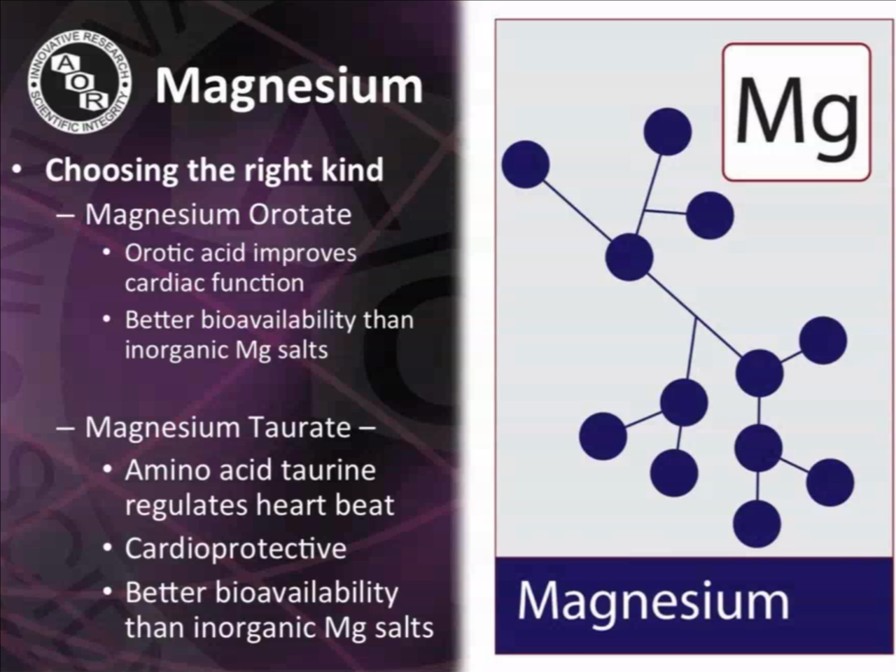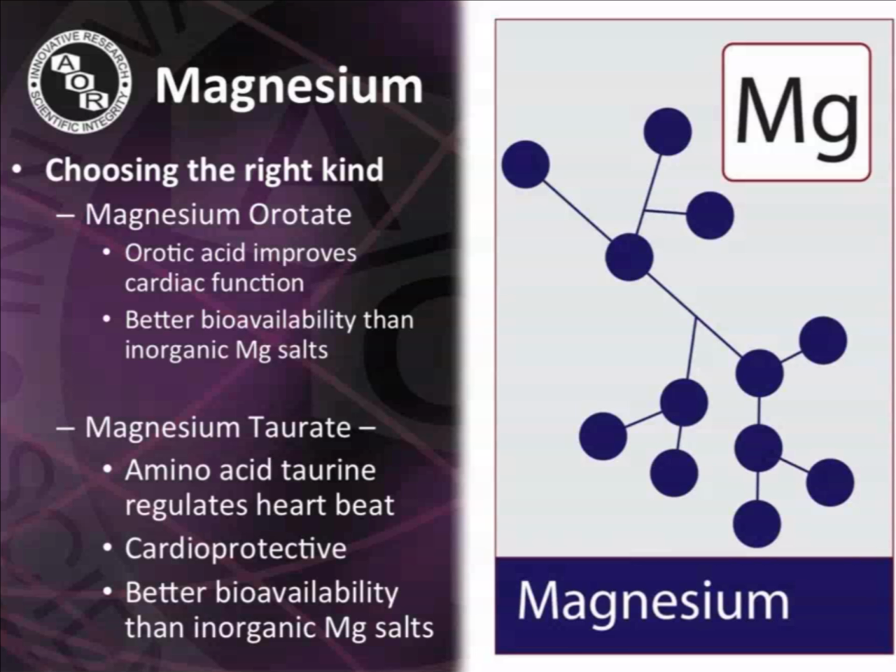Another type you want to look at is magnesium taurate, which provides the amino acid taurine, which is able to help regulate our heartbeat. This is important for people who have congestive heart failure, as we talked about, with stabilizing the heart rate and the extrasystole that occurs. Taurine is able to do this as well, and it's able to act as a cardioprotective to our heart.